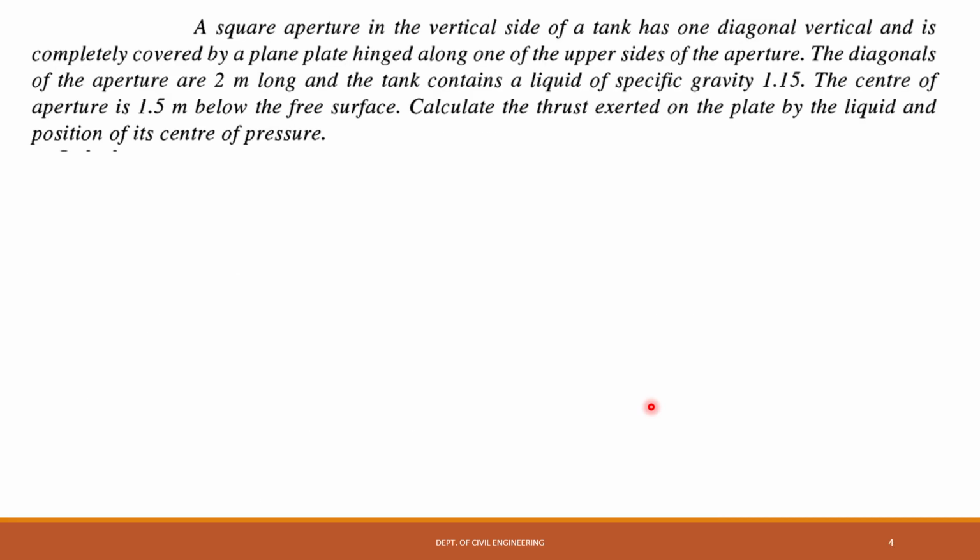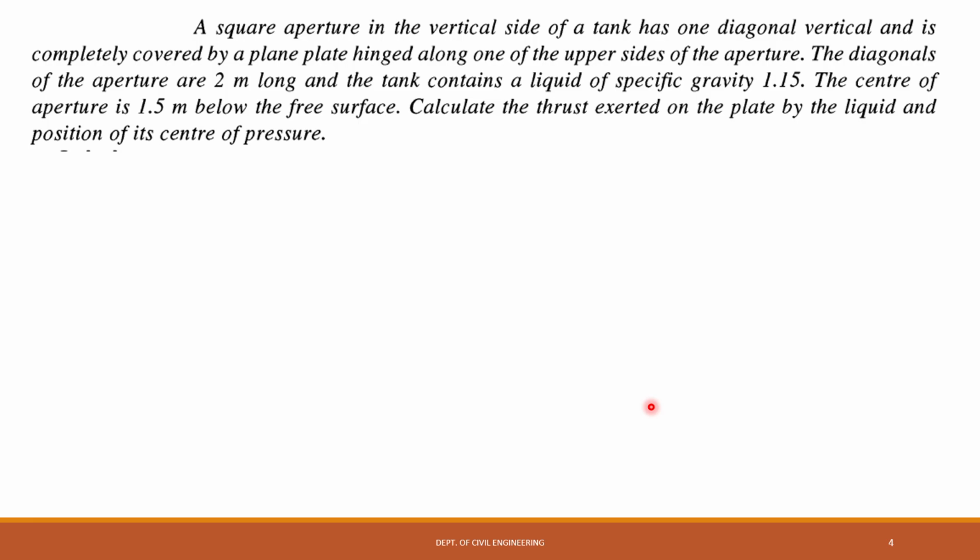Now the next question. A square aperture in the vertical side of a tank has one diagonal vertical and is completely covered by a plain plate hinged along one of the upper sides of the aperture. The diagonals of the aperture are 2 meter long and the tank contains a liquid of specific gravity 1.15. The center of aperture is 1.5 meters below the free surface. Calculate the thrust exerted on the plate by the liquid and the position of its center of pressure.